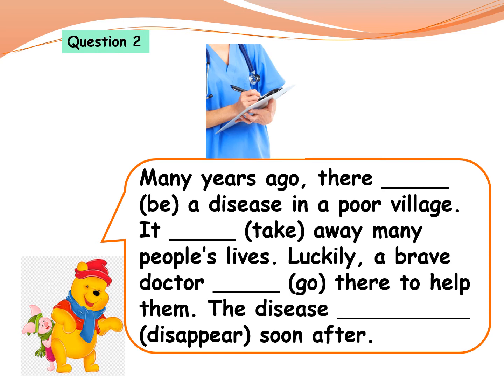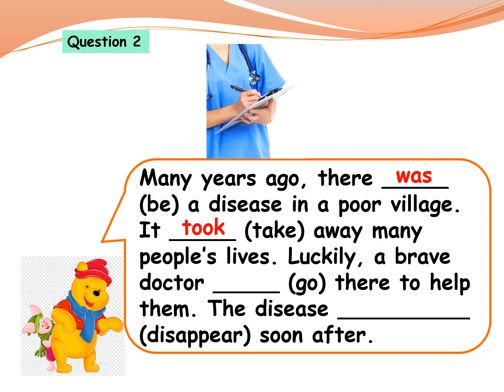Many years ago, there a disease in a poor village. You see the word be. What's the past tense of be? Yes, it is was. There was a disease in a poor village. The word given to you is take away many people's lives. What's the past tense for take? It is took. Now remember, not T-A-K-E-D, note this word.